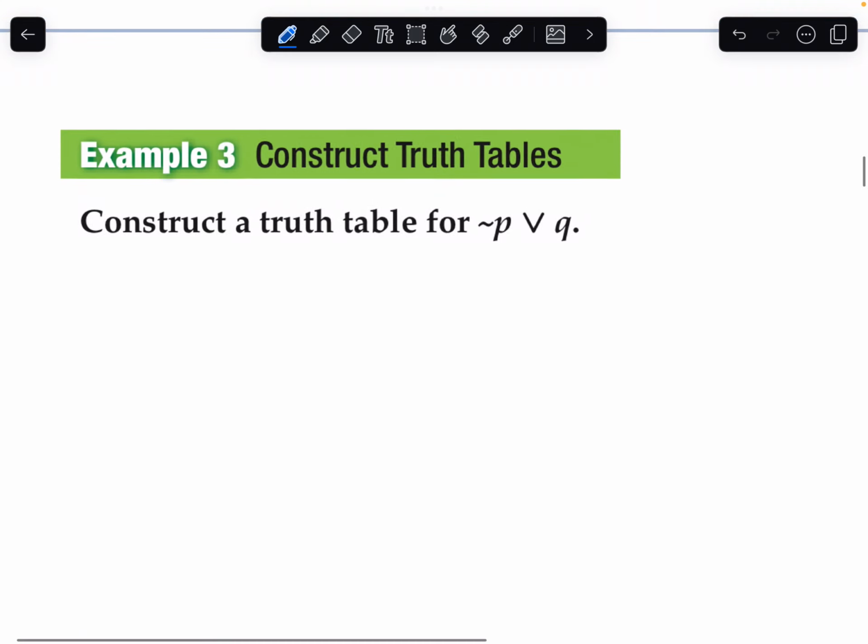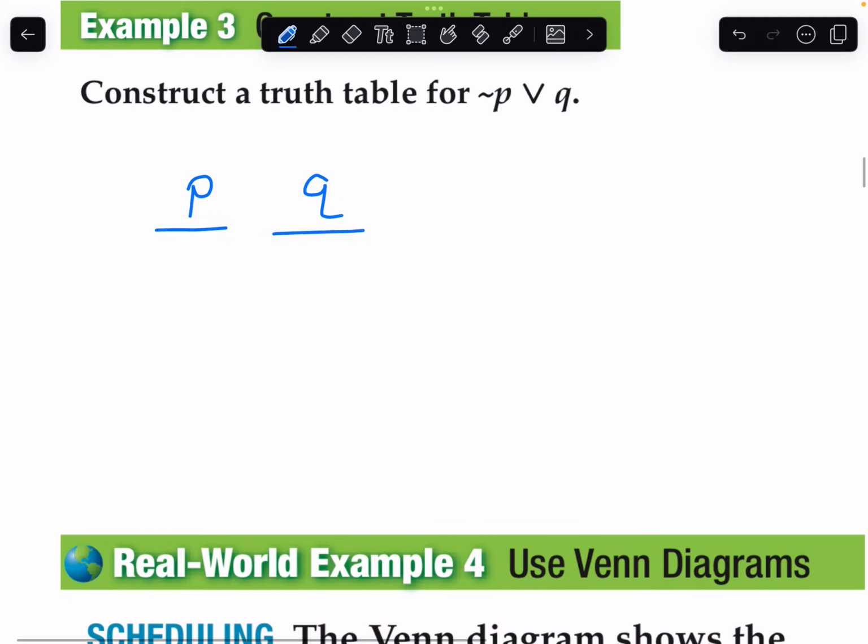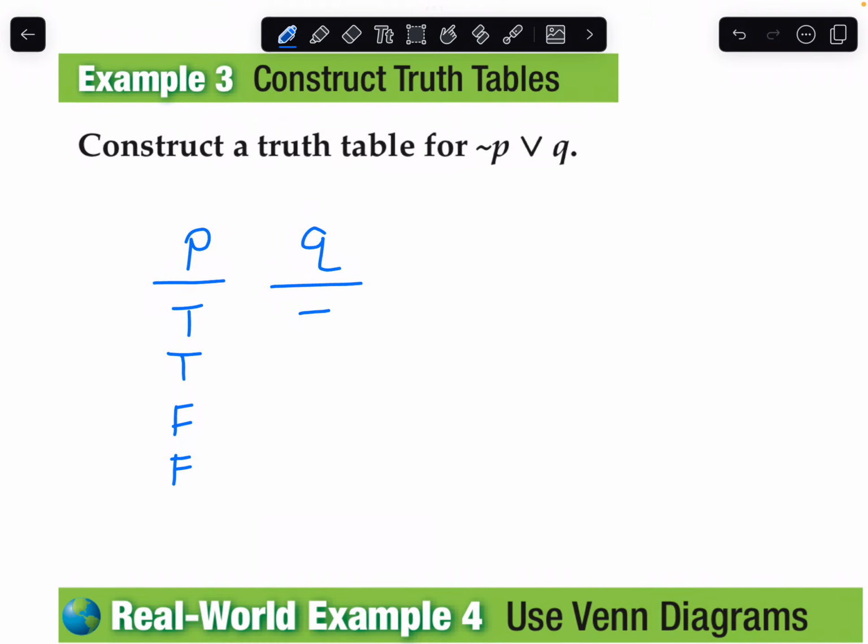We always start with statements P and Q, and statements P and Q can be true or false themselves. And I always make the four-row set here to get every combination. You've got two different statements, each of which has two truth values, so there's four total combinations. True, true, true, false, false, true, false, false.